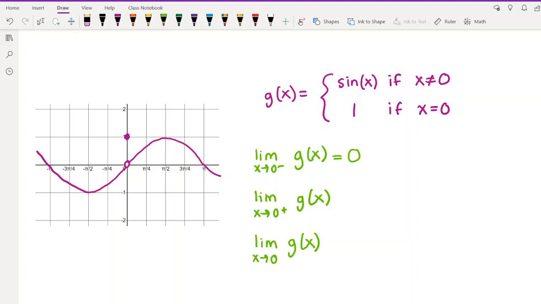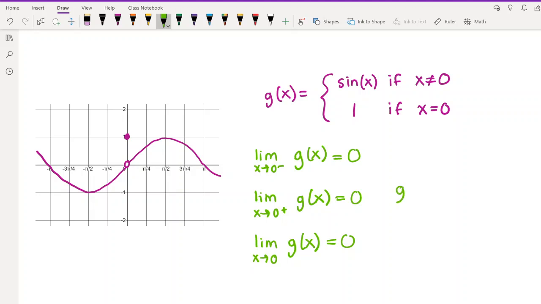And then similarly, if we're taking the limit from the right, in this case, the graph is going down, down, down, also getting closer and closer to 0. And so the limit from the right is also equal to 0. And then what about the overall limit? Well, because both the left and right agree, we can say that the limit as x approaches 0 of g of x is equal to 0.